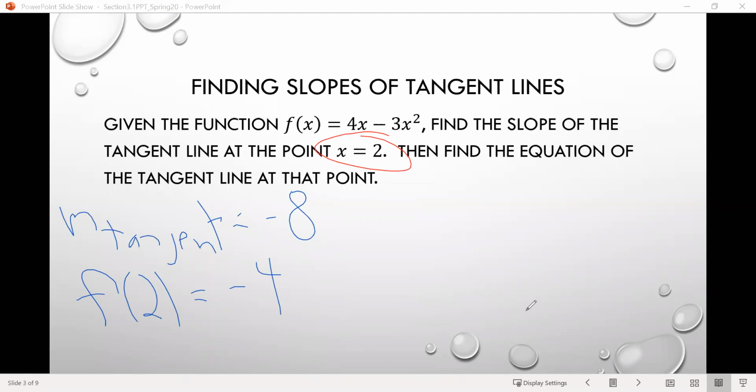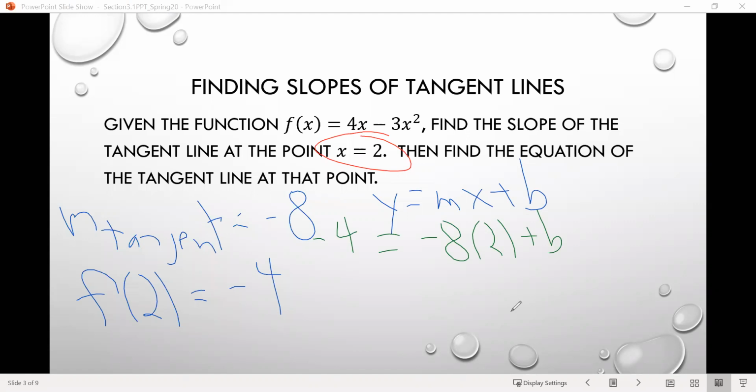So recall that the general form for the equation of a line, you can use y equals mx plus b, or f of x equals mx plus b. We have the slope, which is negative 8, goes in for m. Then we also have a point, an x and y, so we can plug that information in. Okay, and then we can solve for the value of b here.